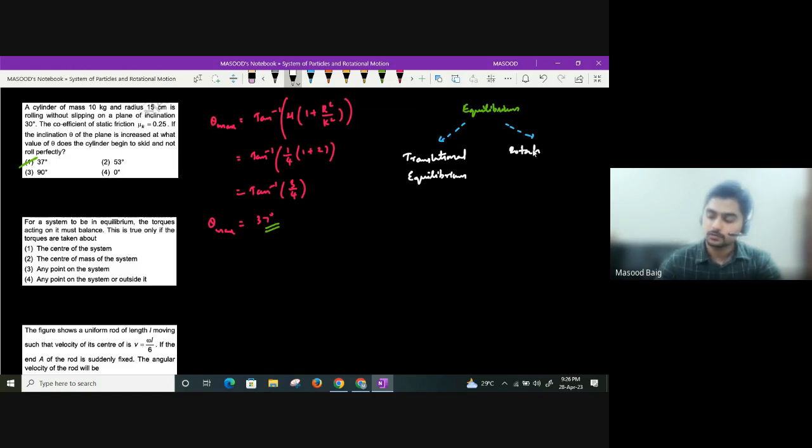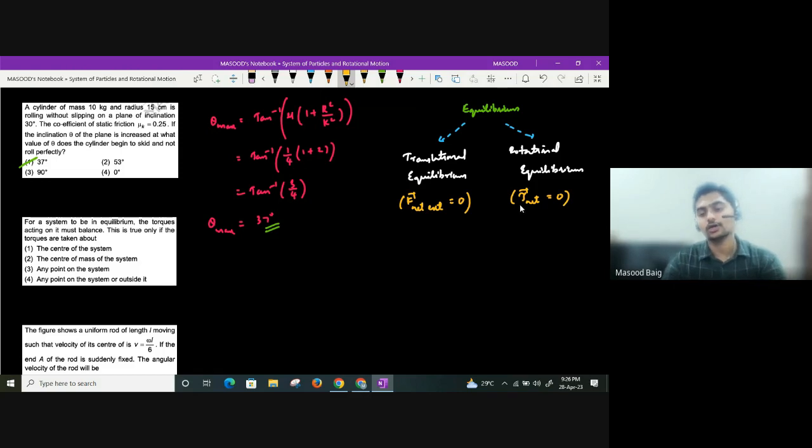Now, what is the meaning of translation equilibrium? Whenever there may be external forces, but the resultant of the external forces, the net external force acting on the system, is zero, then I will say the system is said to be in translation equilibrium. And when will it be in rotational equilibrium? Net torque acting on the system. There may be forces, there may be torques, but overall, if you add up all the torques, the net torque should be zero. And when I say net torque is zero, the torque can be about any point, guys. It can be about any point. It may be within the system, outside the system.